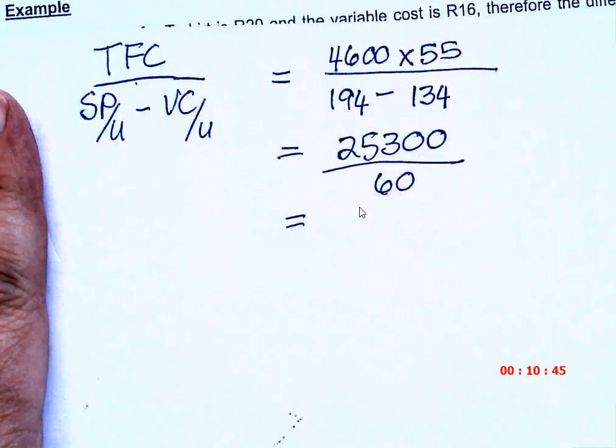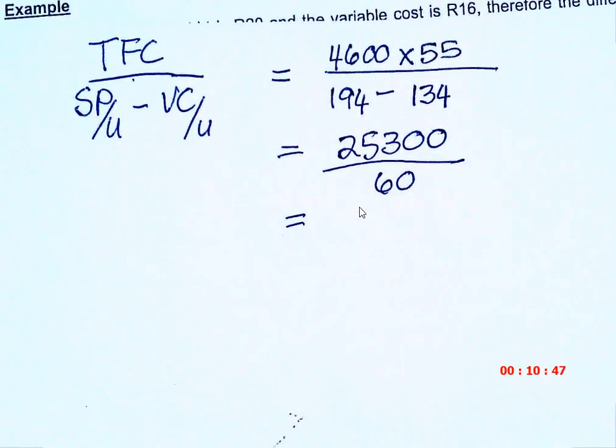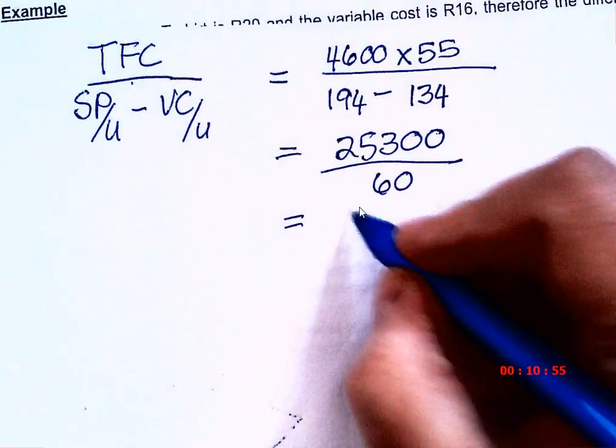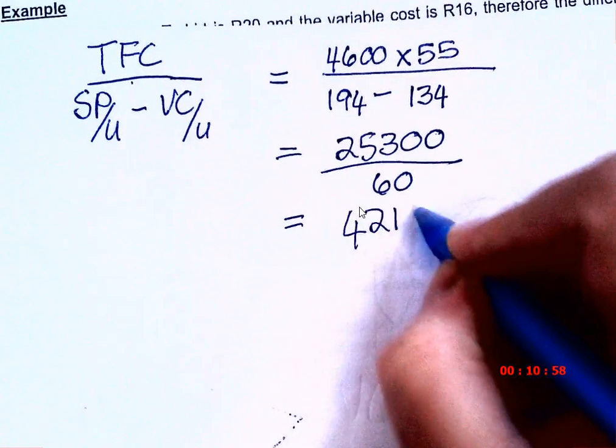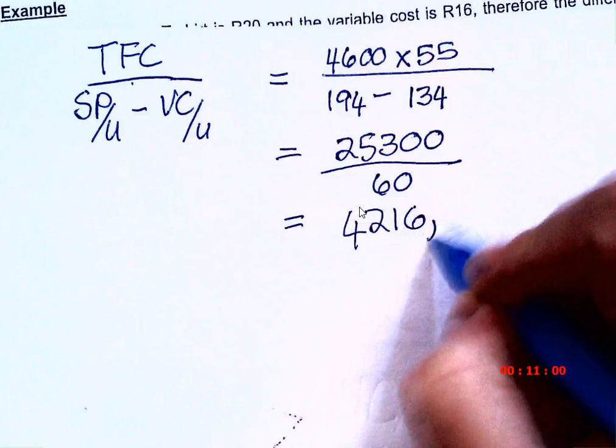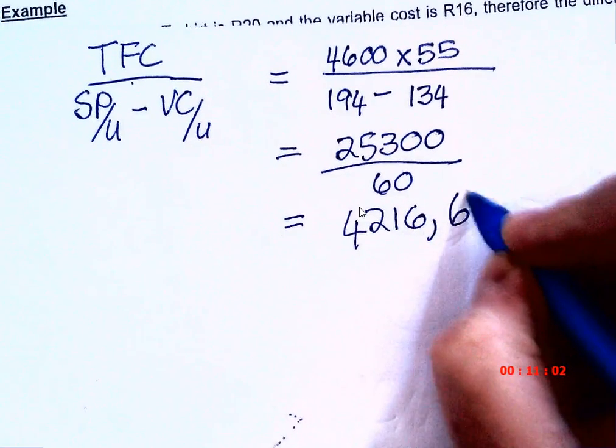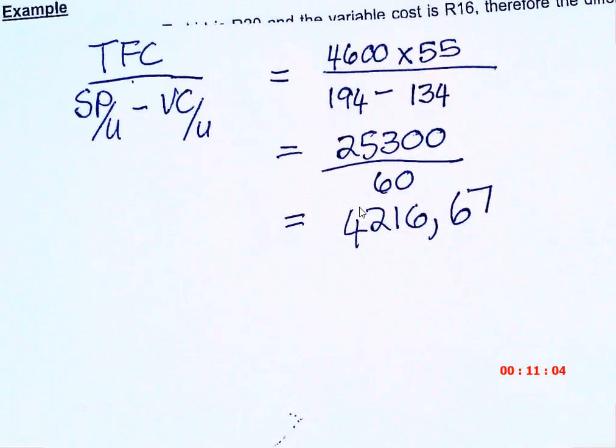So what's my break-even point? 421.6. Okay, now can I say to you this? If I have a break-even point, I always round off upwards. Why is that?